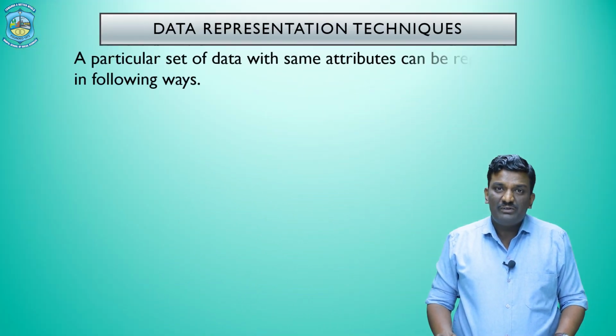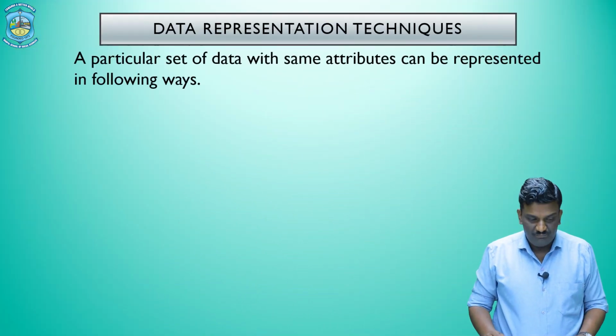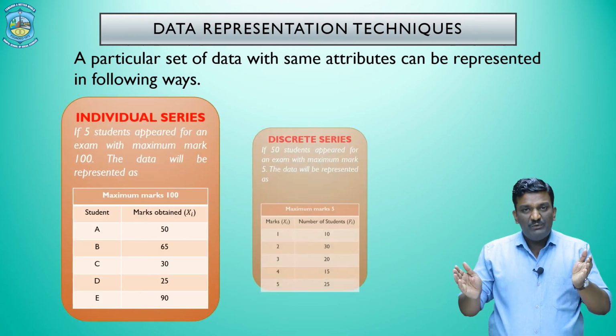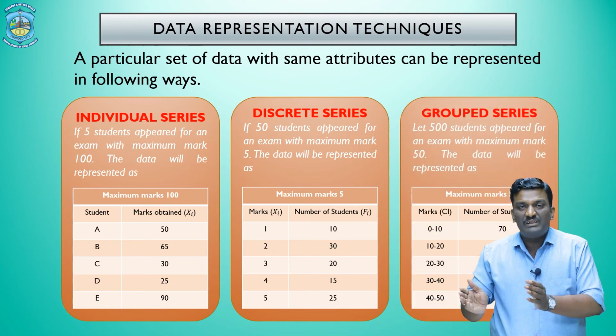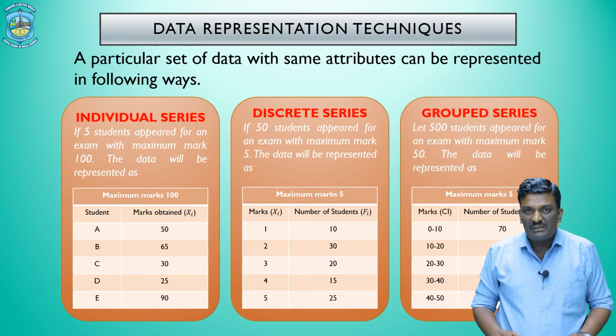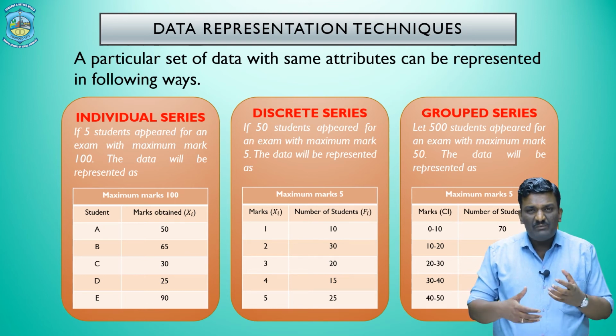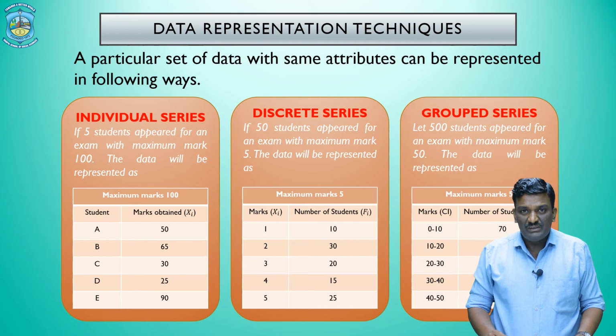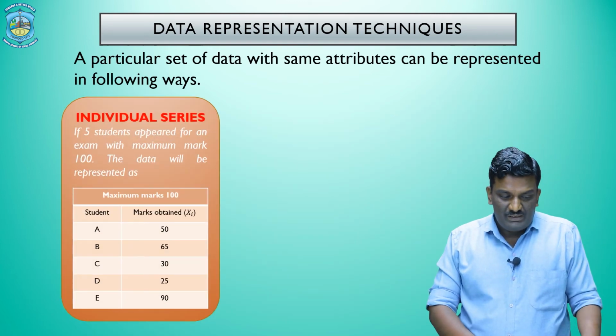Before we start with the different methods of calculating arithmetic mean, we need to understand the different methods of representing the data. Here we can see an example. The attributes are similar in all the three conditions, that is number of students and an exam with a maximum marks, but it can be represented in various ways depending on the condition. Let us start with individual series.